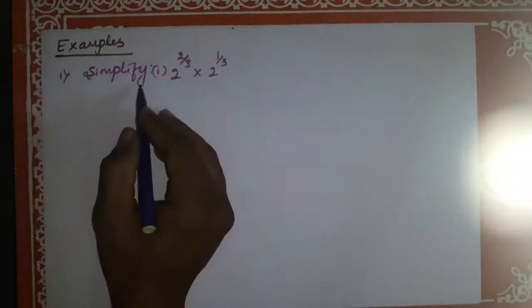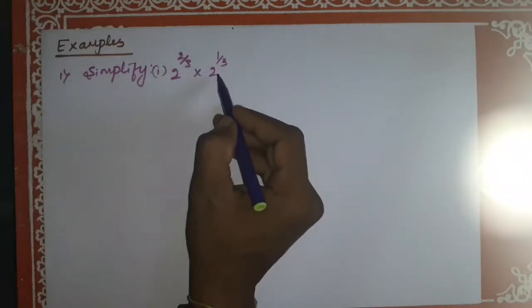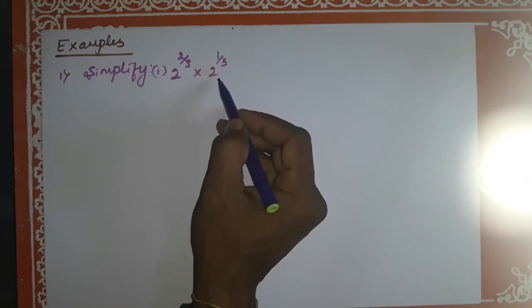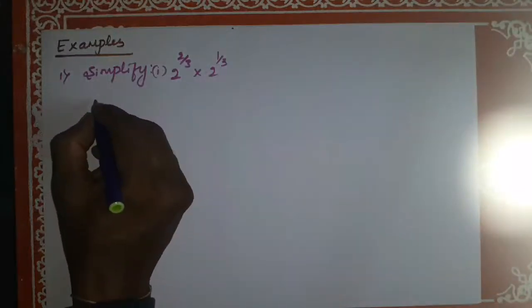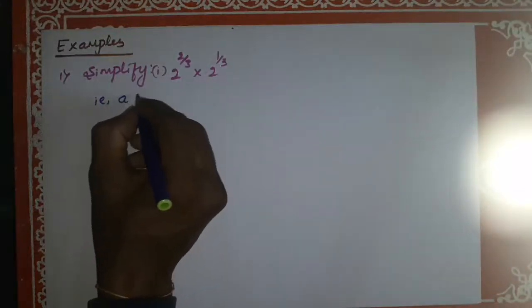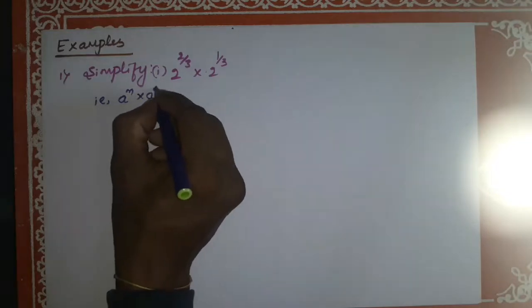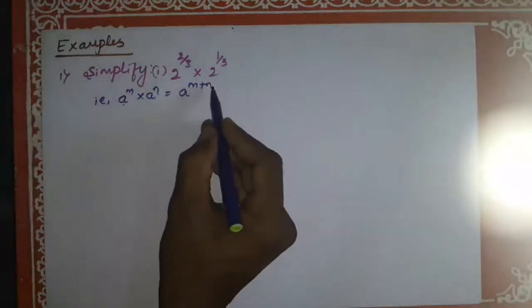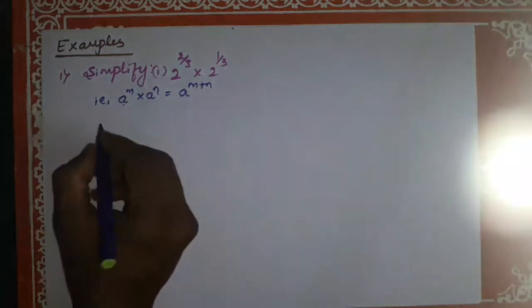First question we have: simplify 2 to the power of 2 by 3 into 2 to the power of 1 by 3. We have to apply the first law of exponent. We have to use the formula a to the power of m into a to the power of n is equal to a to the power of m plus n. If bases are the same, we should add the powers, so we use this law of exponent.